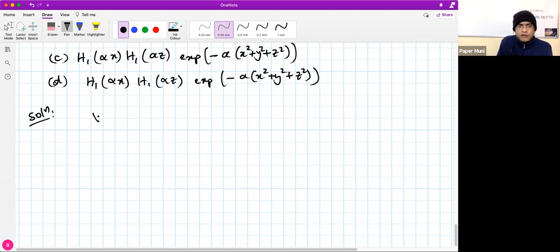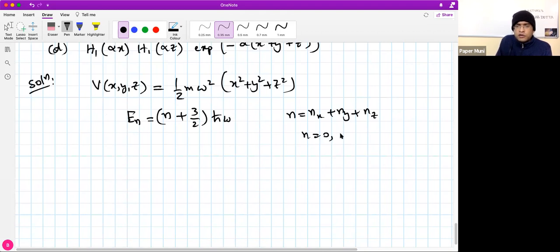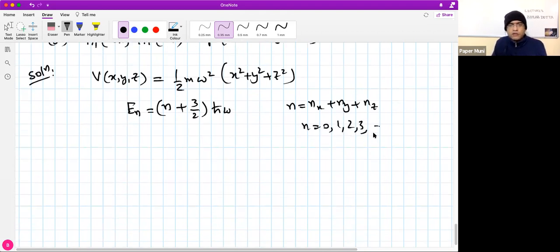So we have been given the potential to be half m omega square times x square plus y square plus z square. All right, so let us write the energy. Now this is isotropic, so we'll write down the energy for this directly, where n is equal to nx plus ny plus nz. Now n goes from 0, 1, 2, 3. This is fine with everyone.